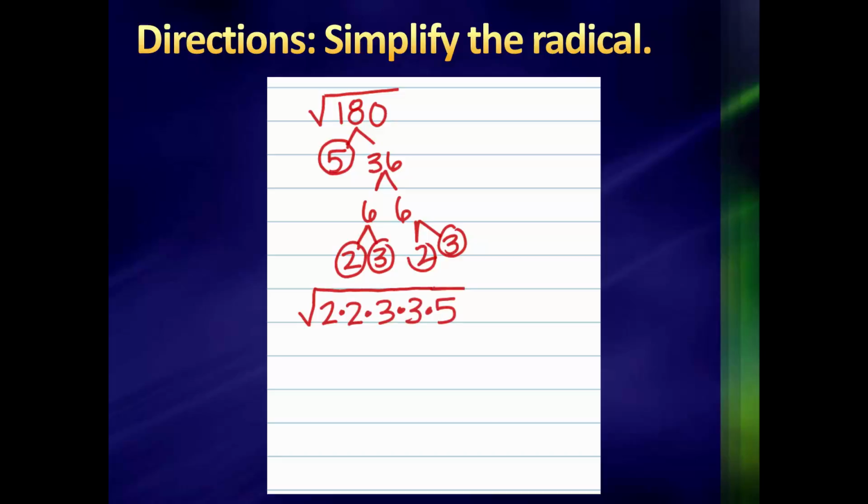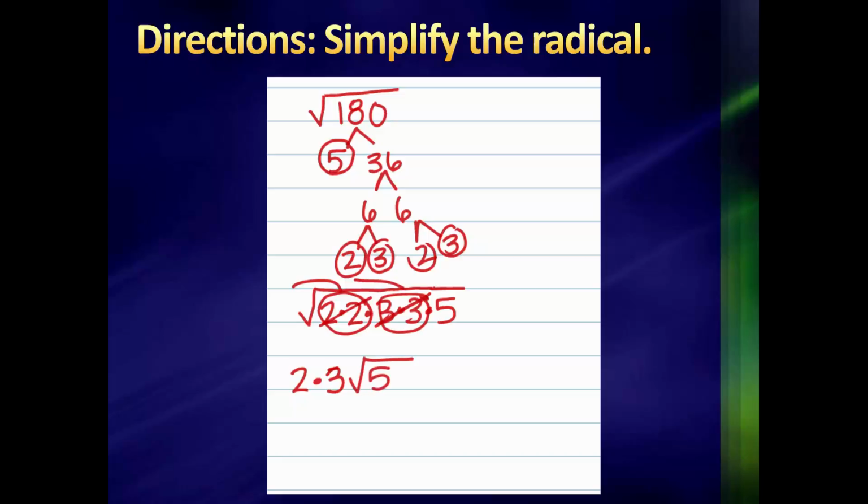Now I'm looking for sets of 2. When I look for a set of 2, I'm going to circle the twin, and I see a second twin in here. How many do I get to keep when I pull one out? Only one of them. So I'm going to pull out a 2, and I'm going to pull out a 3. So that means that I have a 2 on the outside times a 3 on the outside. That means that cancels and that cancels.